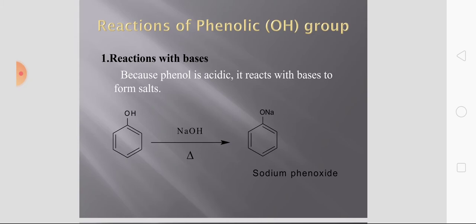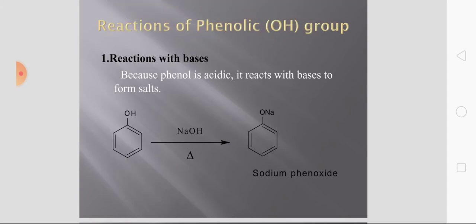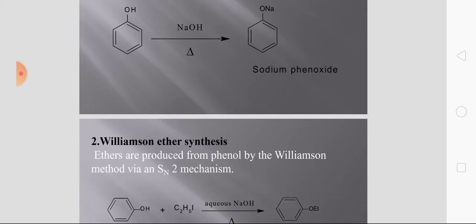First is reaction with bases. You know that phenol is an acid, so it reacts with bases to form salts. Look here, this is phenol. When it reacts with NaOH, which acts as a base, sodium phenoxide is formed. This is the reaction with bases.